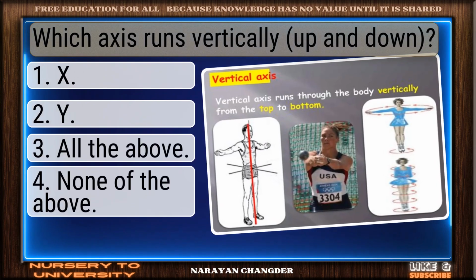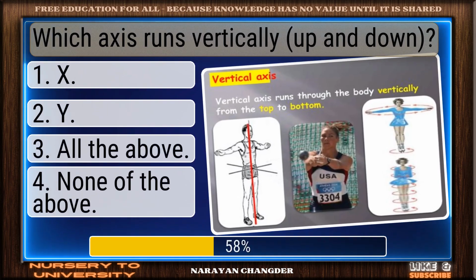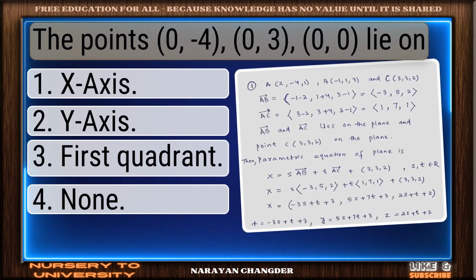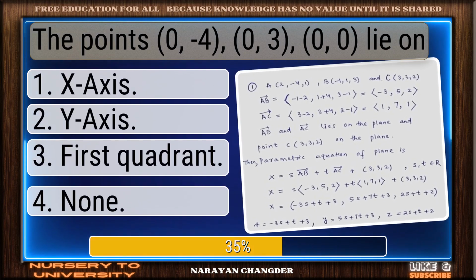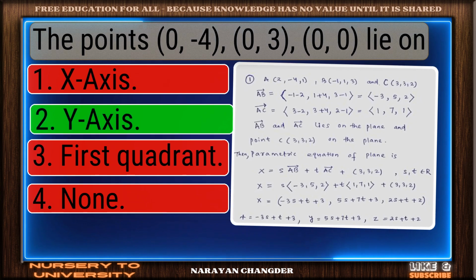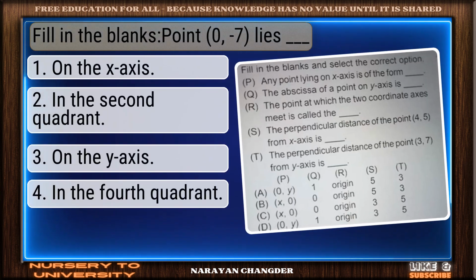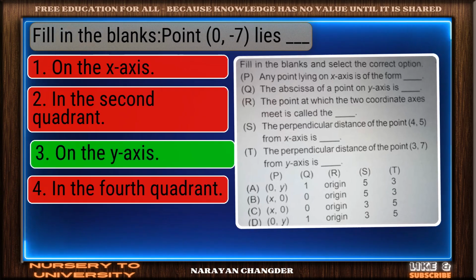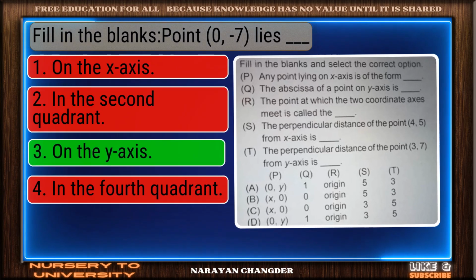Which axis runs vertically? Great thinking. Y is right. The points lie on. You're right. Y-axis is correct. Fill in the blanks. Point lies dash. Good job. On the y-axis works well.